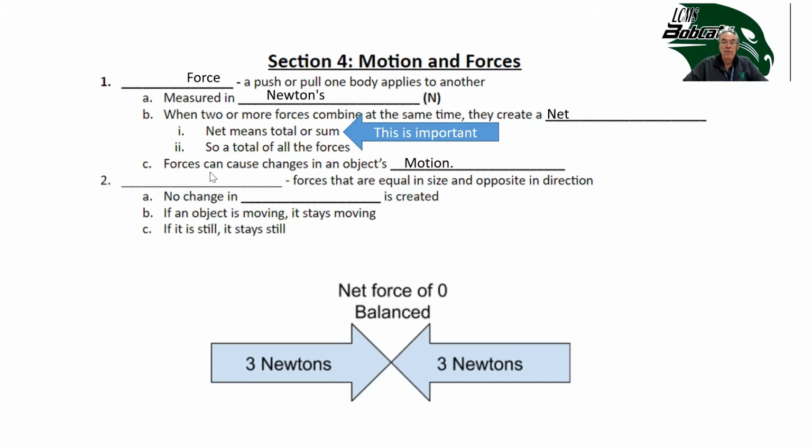Okay. Forces are what can change an object's motion. So that's how it's related to this unit. Obviously, if you push or pull on something, it's going to change its motion.